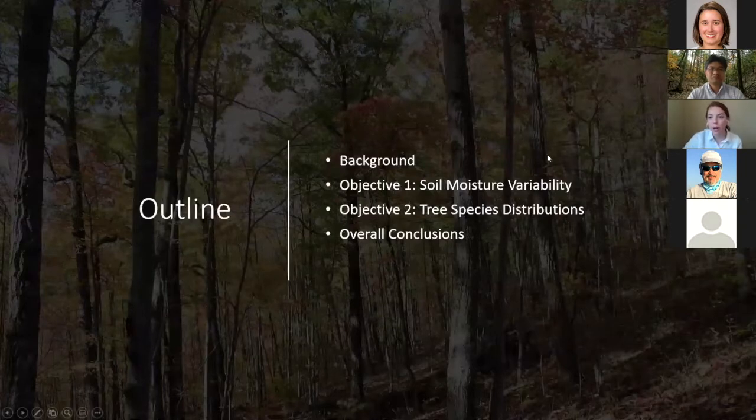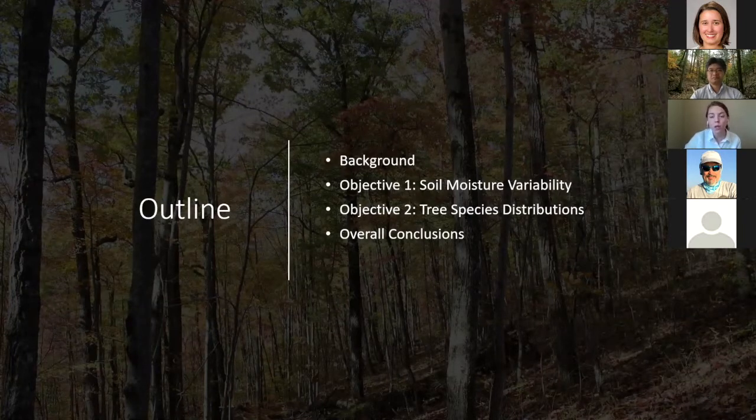I'll start with a background of this research and then walk through my two objectives, which pertain to soil moisture variability and then tree species distributions. And then I'll close with overall conclusions.